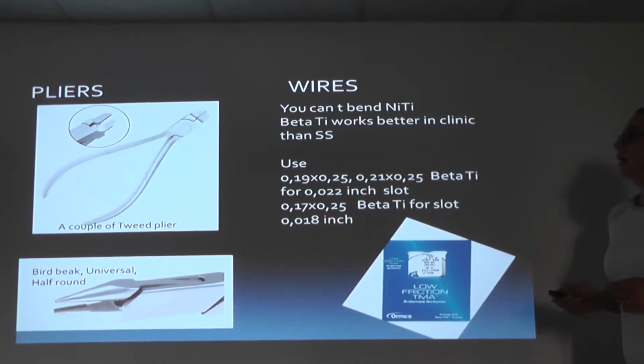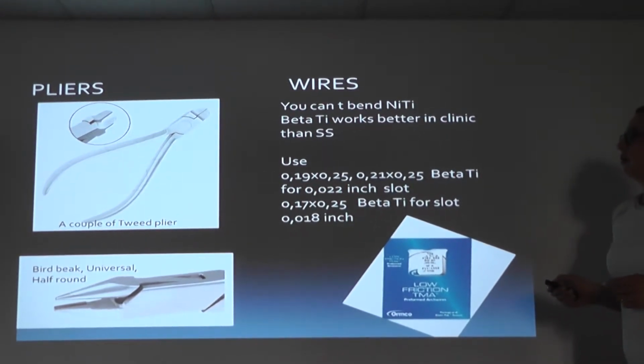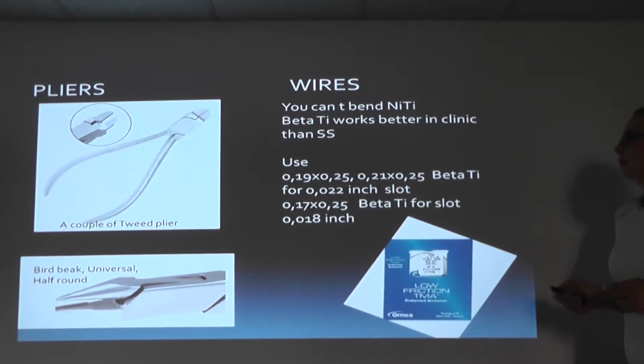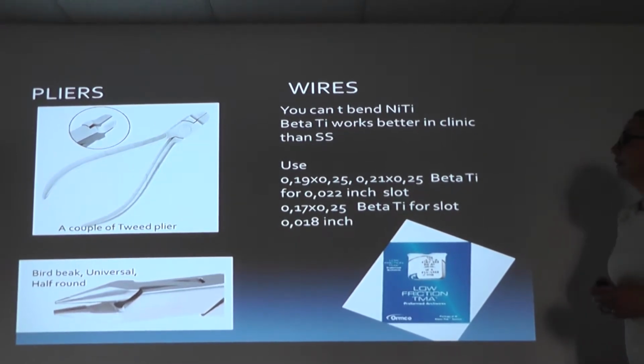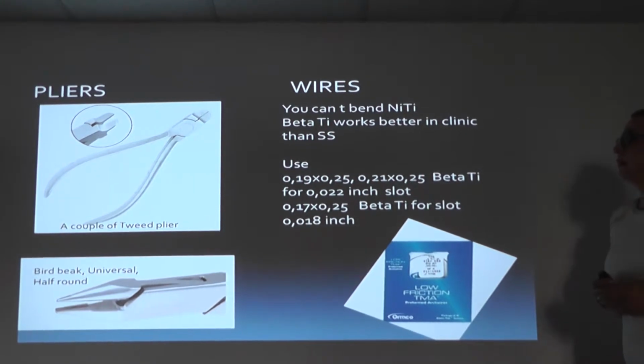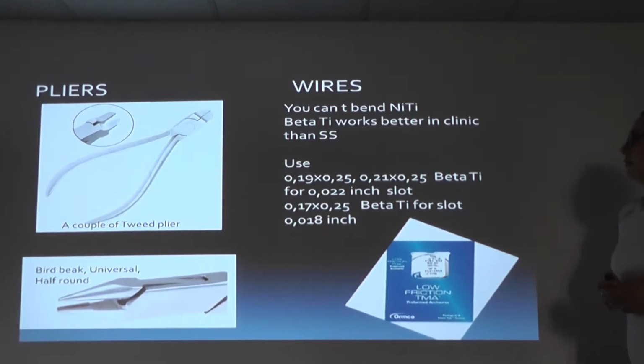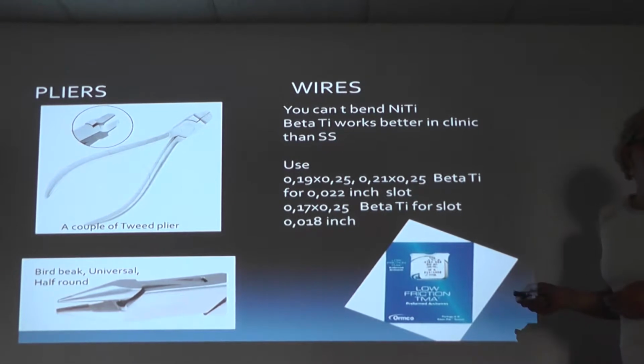For bending, I use 19x25 and 21x25 beta nitinol for .022 slot, and 17x25 beta nitinol for .018 slot.